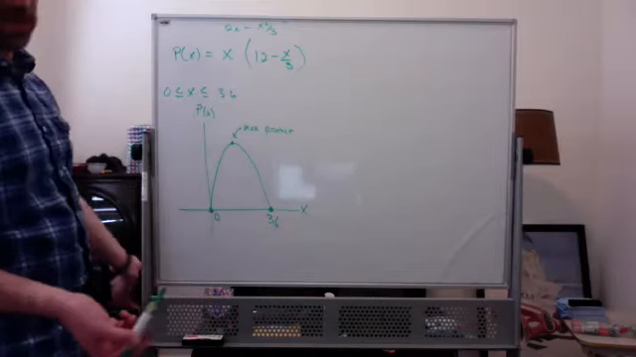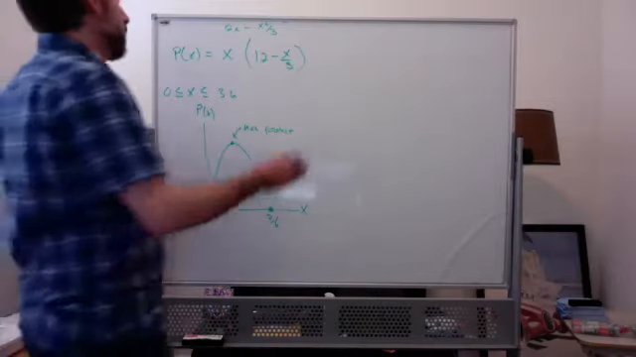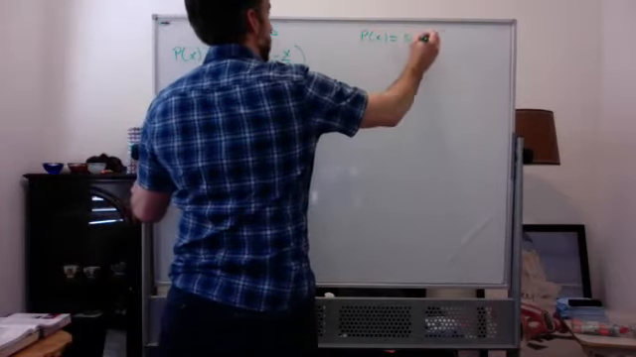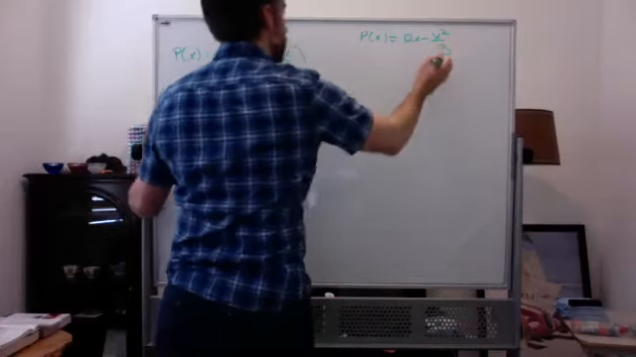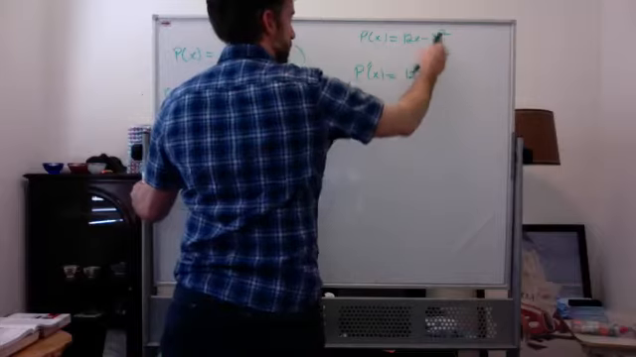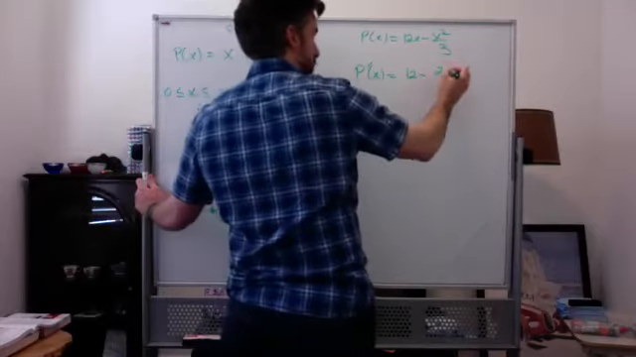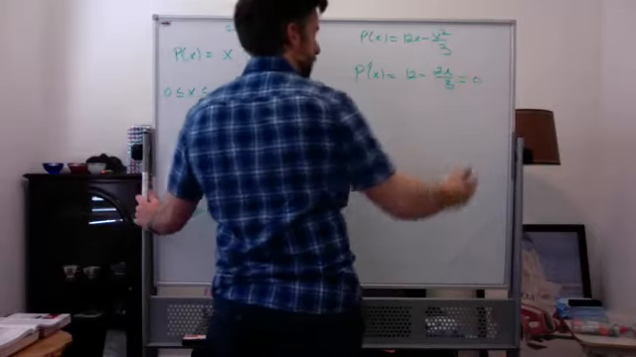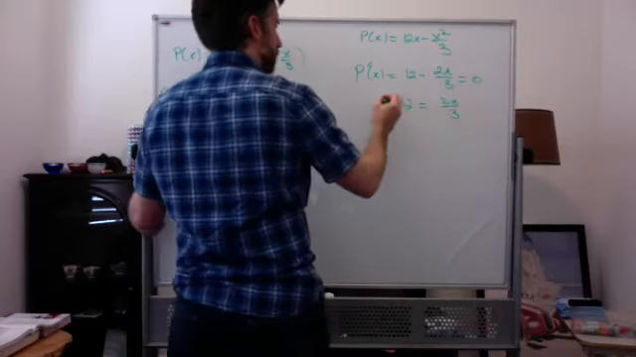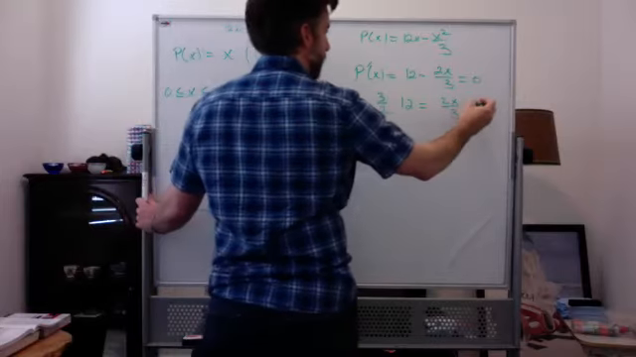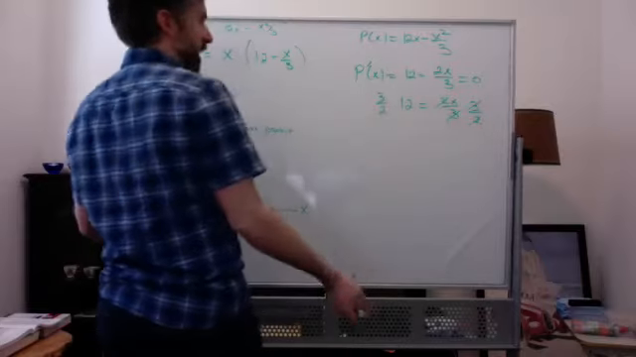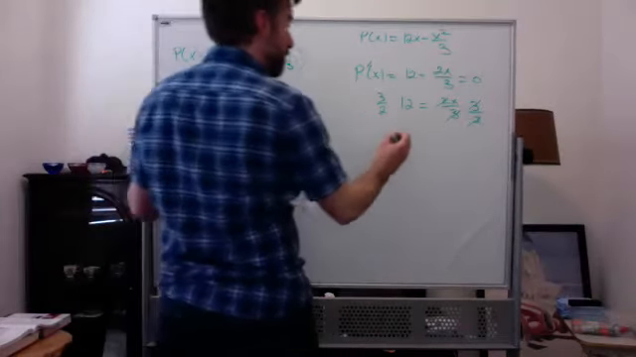We can still use calculus, and we should use calculus to figure it out. So my function p of x is 12x minus x squared over 3. My derivative is 12 minus 2x over 3. Set that equal to 0 and solve for x. 12 equals 2x over 3. Multiply both sides by 3 halves. The 3 cancels, the 2 cancels. 12 times 3 halves is 36 over 2, which is 18.